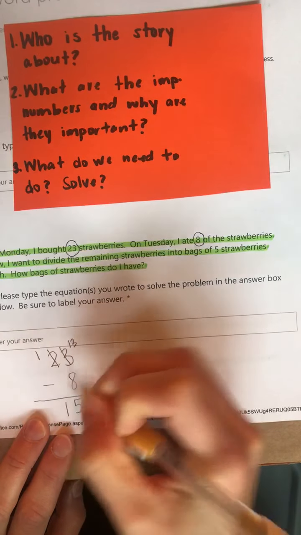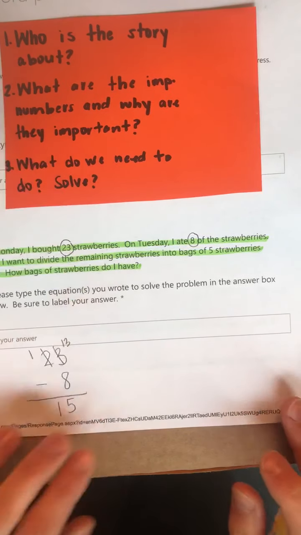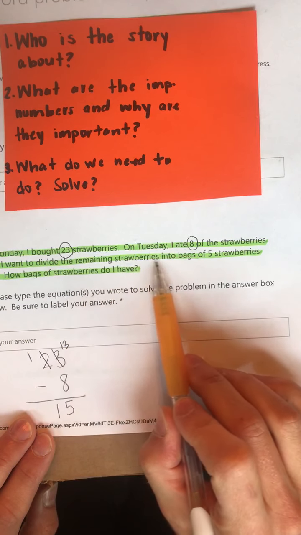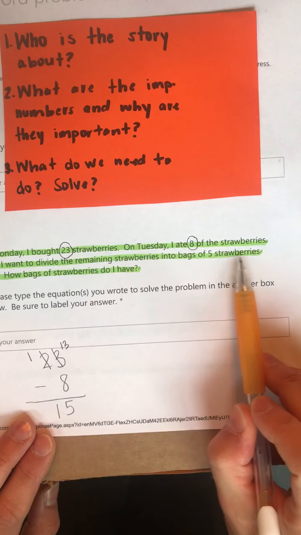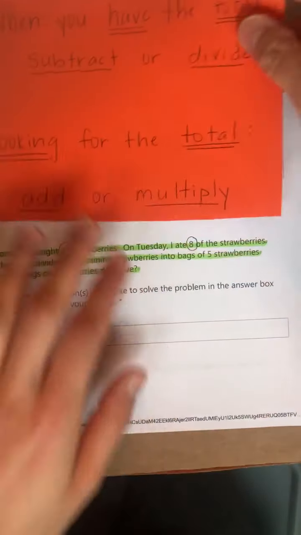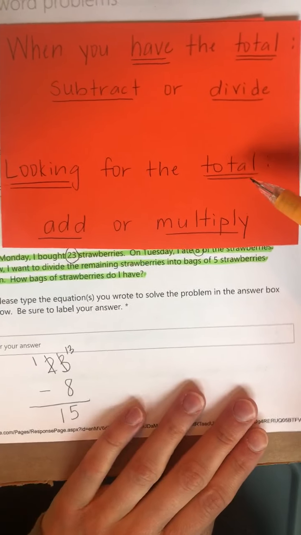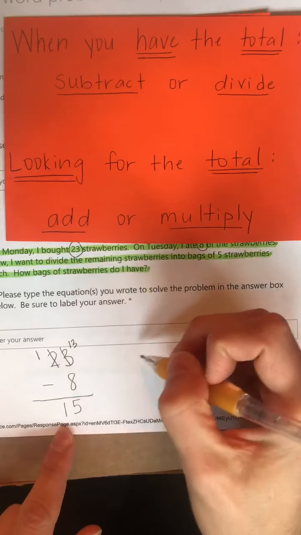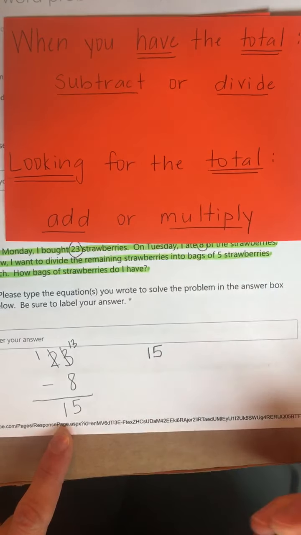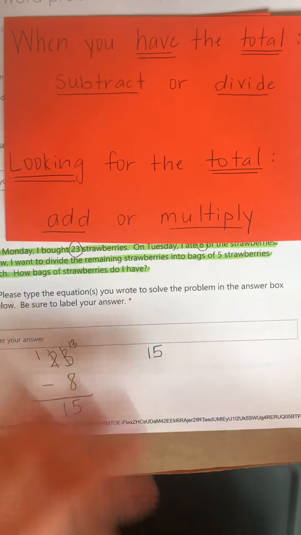Okay, friends, you should have gotten 23 minus 8 equals 15. Let's take a look at the next part of the question. It says, now I want to divide the remaining strawberries into bags of 5 strawberries each. How many bags of strawberries do I have? Well, let's take a look at our card. Do we have the total or are we looking for the total? That's right, we have the total number of strawberries, right? There's 15 now. So we're going to take that total and we're going to put them into bags of 5.